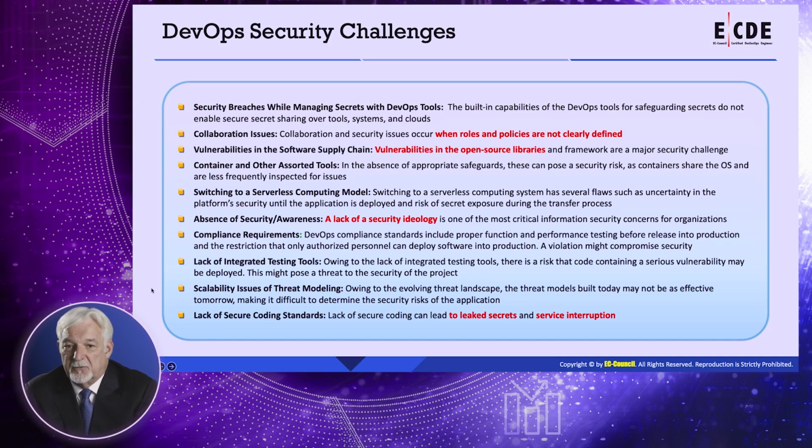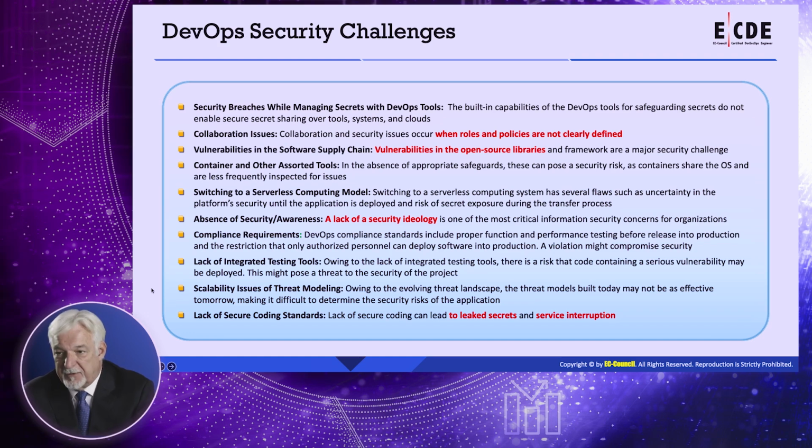Containers and other assorted tools. In the absence of appropriate safeguards, these can pose security risk as containers share the OS and are less frequently inspected for issues. Switching to a serverless computing model has several flaws, such as the uncertainty in the platform security until the application is deployed and the risk of secret exposure during the transfer process, during the deploy process, if you will. There can be a lack of security ideology.